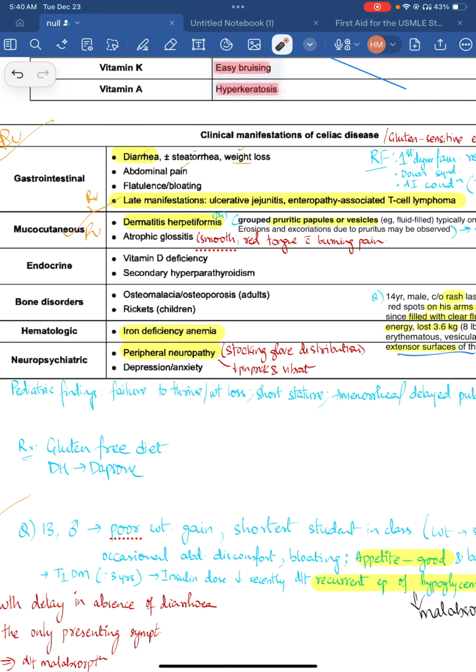Then you have iron deficiency anemia. Why? Because the small intestine duodenum was supposed to absorb iron, and since celiac disease has disrupted the mucosa, there is no iron absorption, and this is causing iron deficiency anemia. Neuropsychiatric, you have peripheral neuropathy, depression, and anxiety. You need to remember you have stocking glove syndrome. Glove means where do you wear your gloves? On your palms, right? So in the palms, there is loss of sensation or decreased sensation.